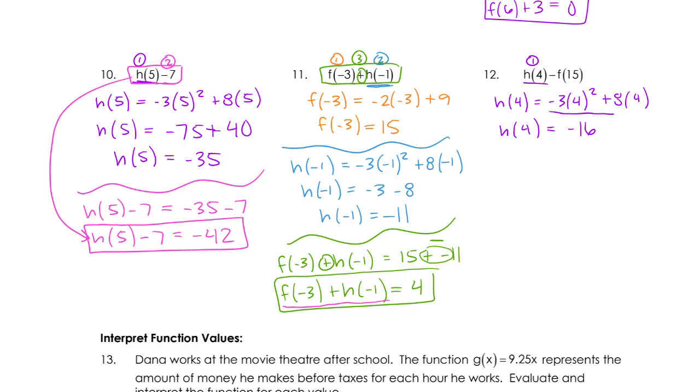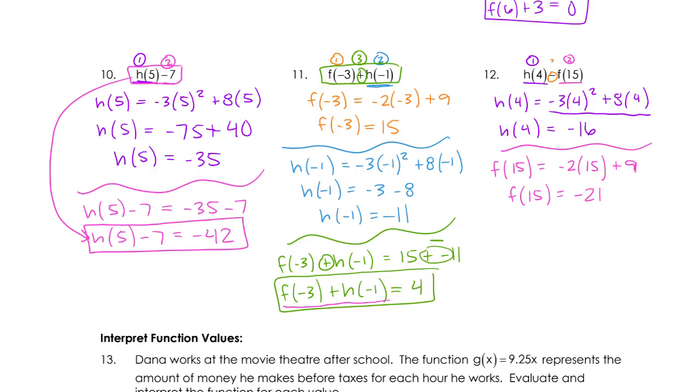which I'd be totally okay with, because technically speaking, you could type this entire thing into your calculator and it would spit out negative 16 at you, which is totally fine with me. And then after that, step 2 is going to be to find f of 15. So then this would be negative 2, and then in parentheses, plugging in 15 plus 9. Negative 2 times 15 would be 30, plus 9 would give us f of 15 equals negative 21.